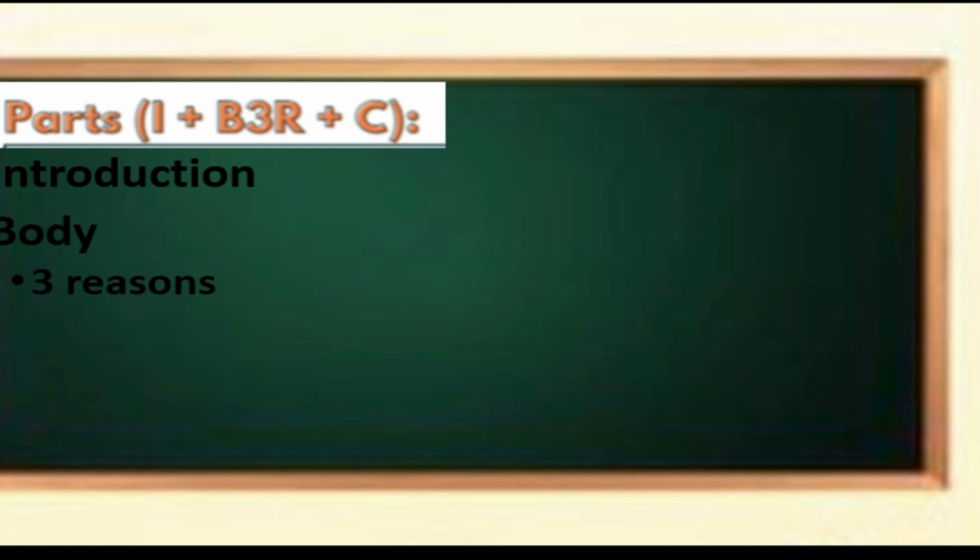B3R is the body, where you list at least 3 reasons for your opinions, and each reason is written in a paragraph. So all in all, there are 3 paragraphs to the body of the essay or the text. So first reason on the first body paragraph, second reason on the second body paragraph, and third reason on the third body paragraph. And all of them are supported with your examples to support your opinion.